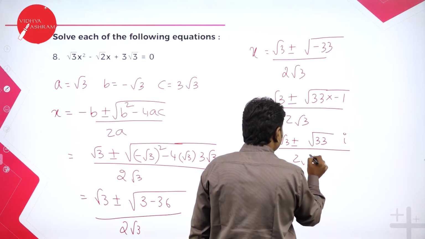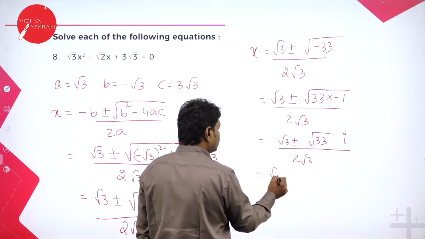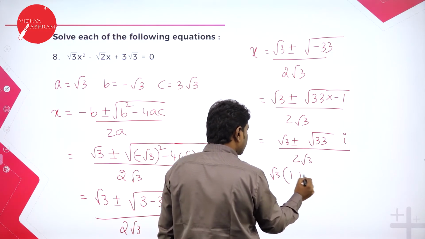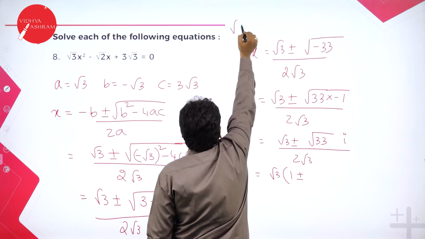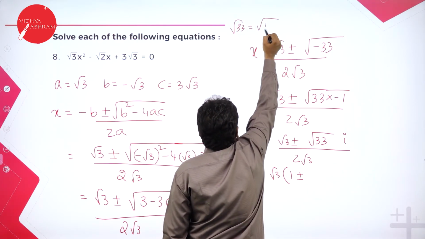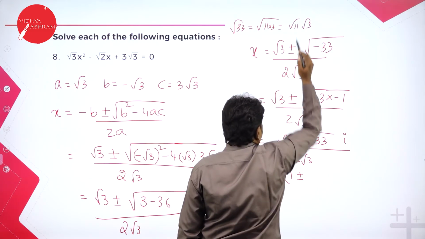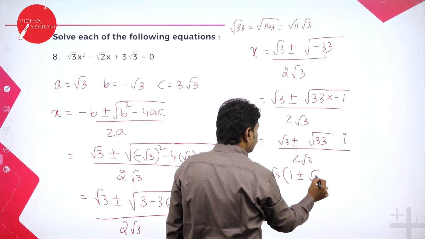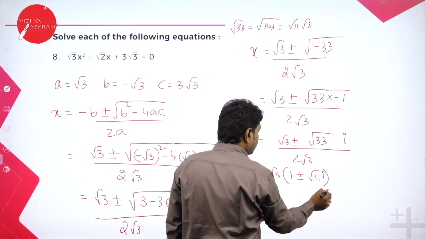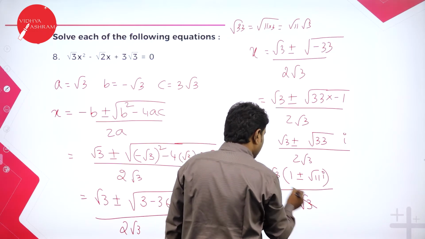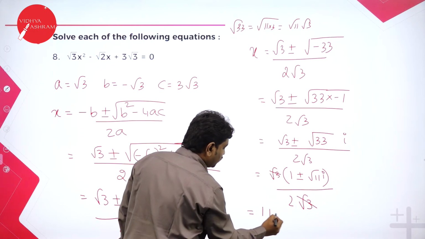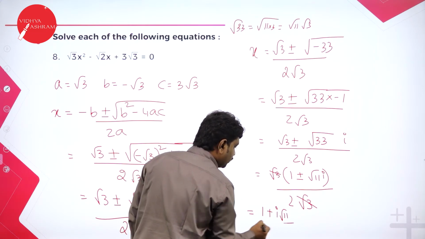And again I can see root 3 here. I can split this. Can I write root 3 out? So it will become 1 plus or minus. Root 33 can be written as 11 into 3. So that is root 11 root 3. If I take root 3 out, it will become root 11 i divided by 2 root 3, because I can cancel root 3. Final answer: 1 plus or minus i root 11 divided by 2.